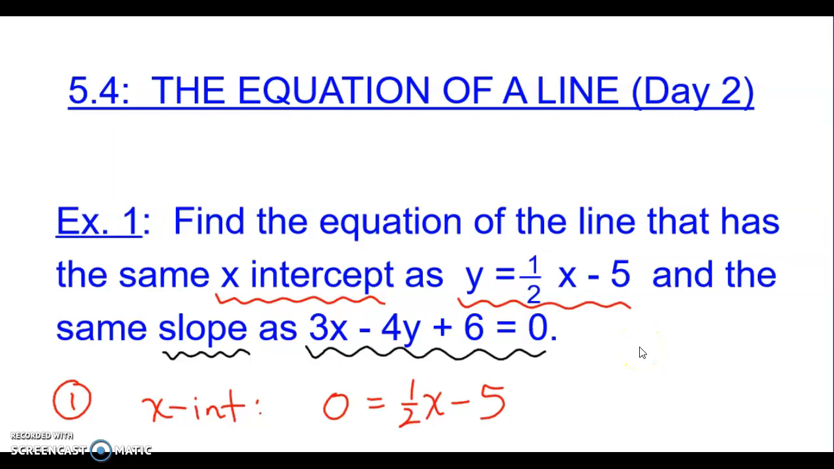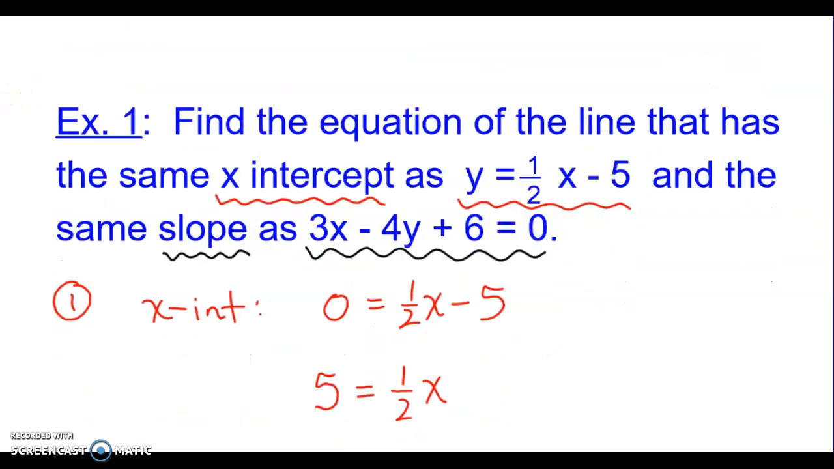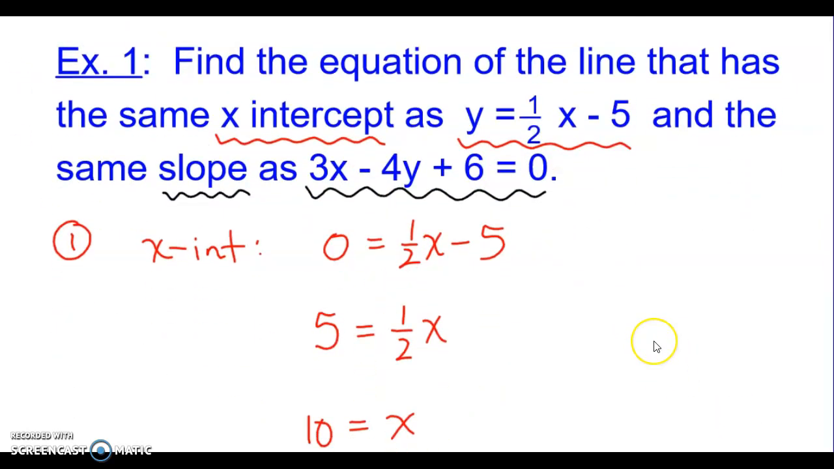So we're going to look at section 5.4, the equation of a line, looking at some more word problems. Take another day to practice here. Looking at our first example, find the equation of the line that has the same x-intercept as y equals 1/2 x minus 5 and the same slope as 3x minus 4y plus 6 equals 0. So our questions are becoming a lot more complicated. We are always finding the equation of a line, but we're getting less and less information.